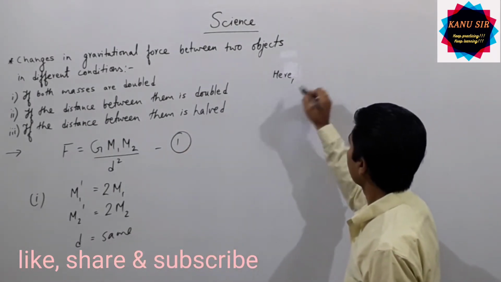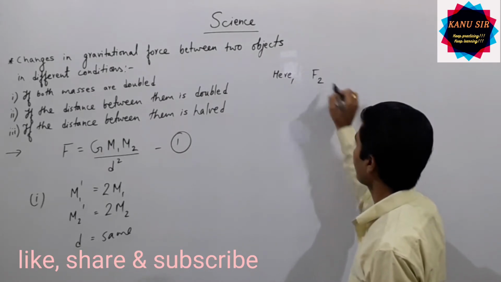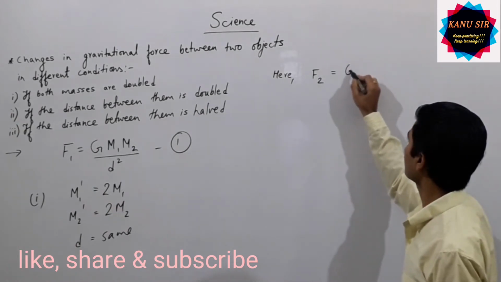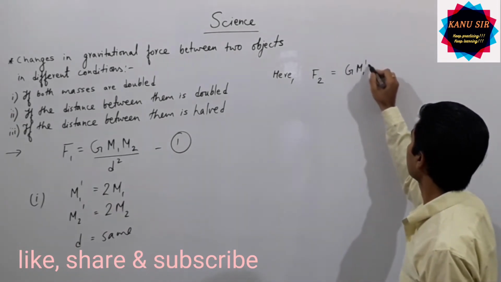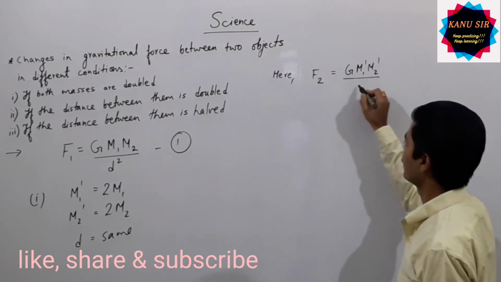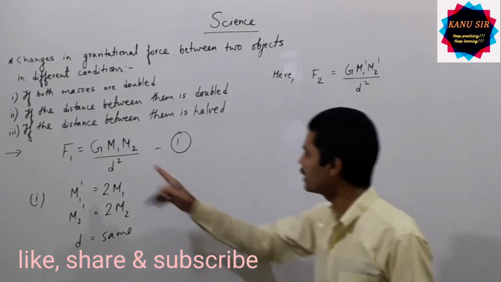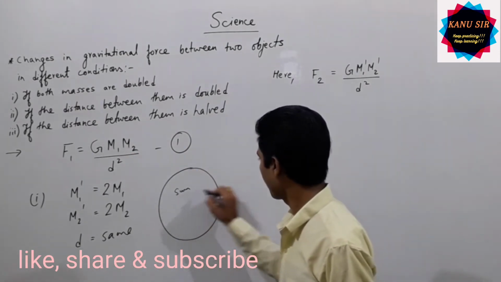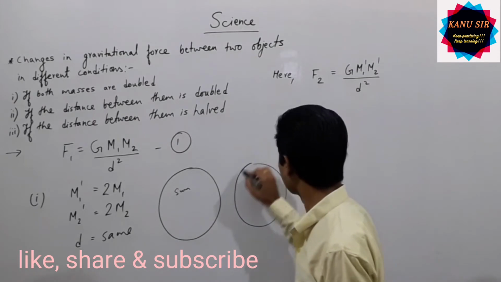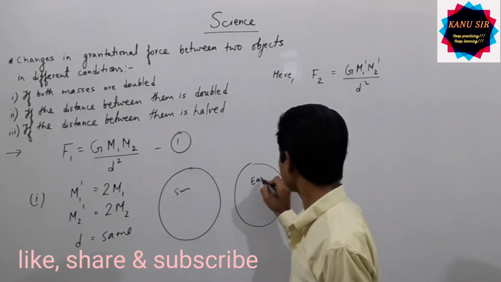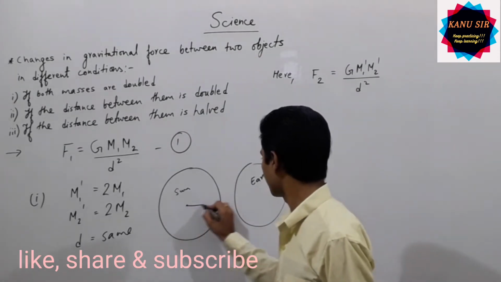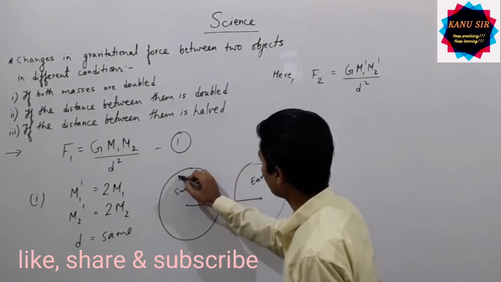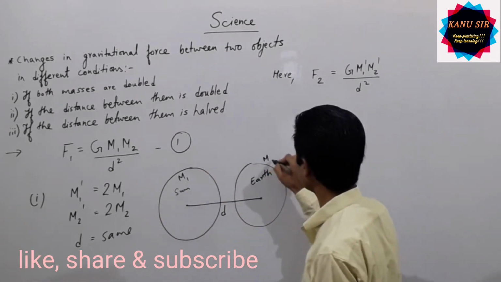Here we can write the new force, F2. If we assume the first force as F1, the new force F2 is equal to G m1 dash m2 dash over d square. Let us consider the masses of the sun and the earth as heavenly bodies, and the distance between their centers is d. Previously the mass of the sun was m1 and of earth was m2.